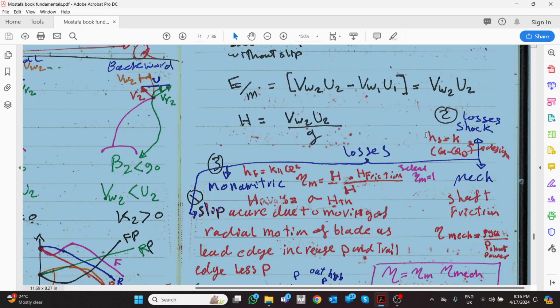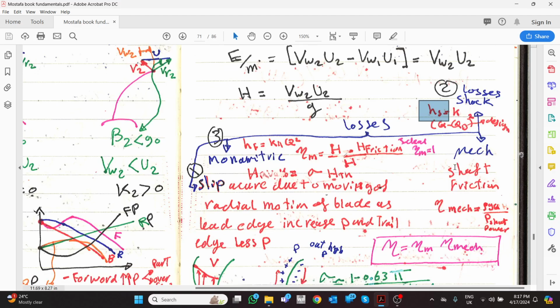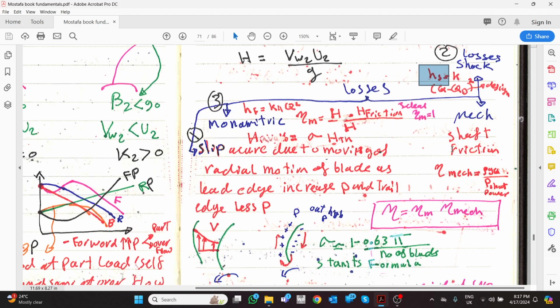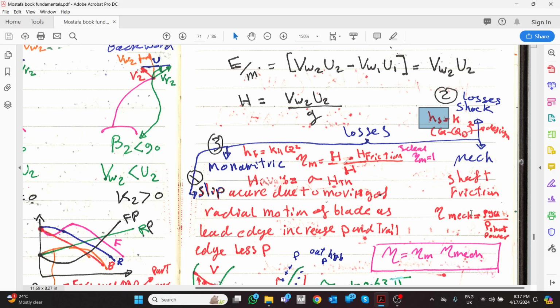Okay, if you have shock losses, it is the design flow minus the actual flow, all squared, multiplied by k, where k is a design loss or shock factor, which gives the H loss due to the shock. Okay, this one is very easy. Also we have other losses like the mechanical losses regarding the shaft, the friction of the shaft, etc., which are the mechanical losses themselves. Also, it is very simple.